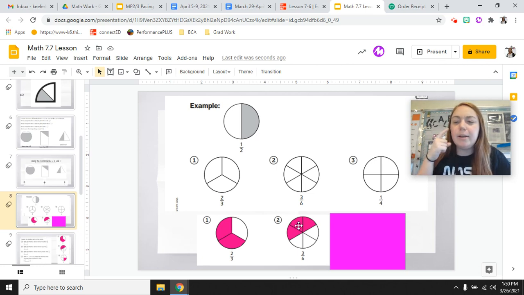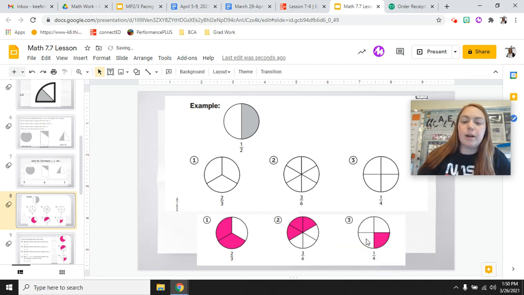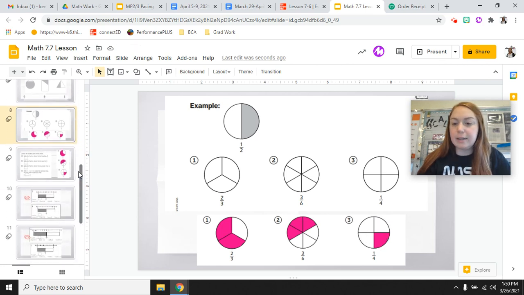Does anybody know what an equivalent fraction for 3/6 would be? It would be 1/2, because if you look here, this one is equivalent to this one. Even though they look a little different, they still have the same amount shaded in. And our last fraction circle is 1/4. So there are 4 total pieces, and one of those pieces is filled in.